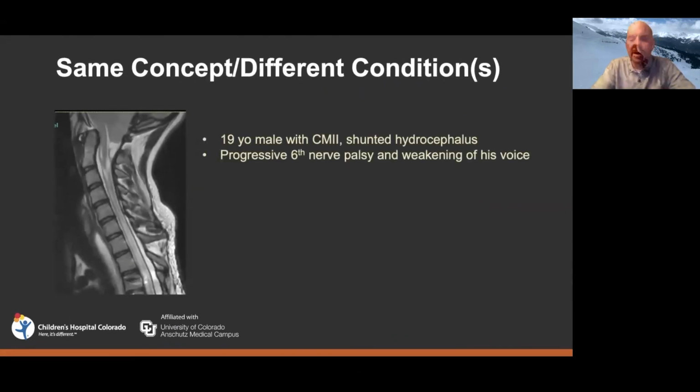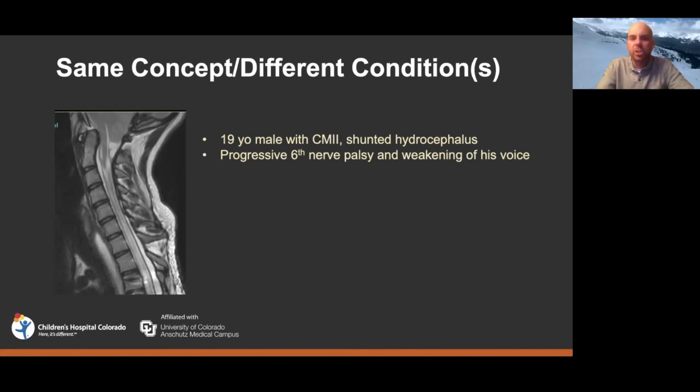So this particular patient is a patient of mine. He's like the one that I've decompressed. He's 19 at the time, Chiari 2, shunted hydrocephalus, and he started to develop lower cranial nerve problems. So he had 6 nerve palsy. His voice started getting bad. He started having a little more problems breathing. He actually started to have some myelopathy as well.